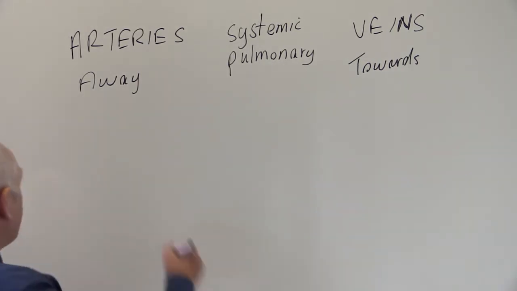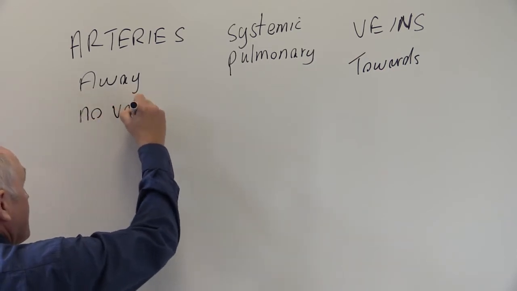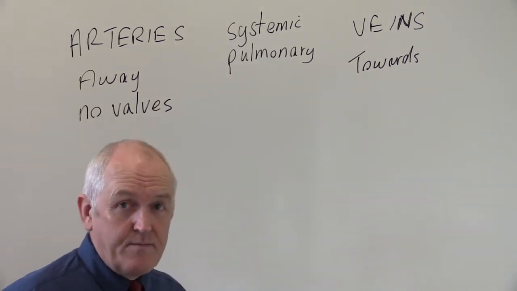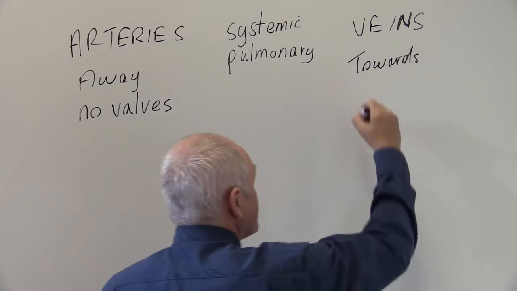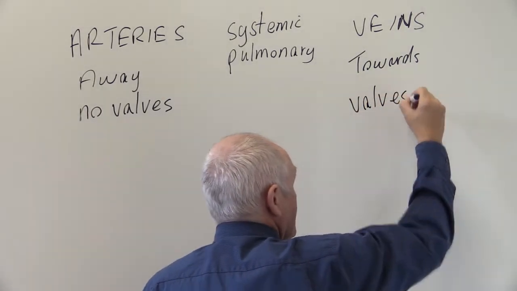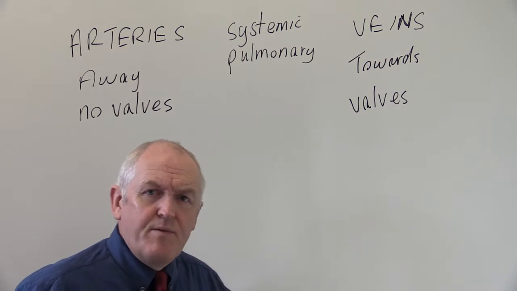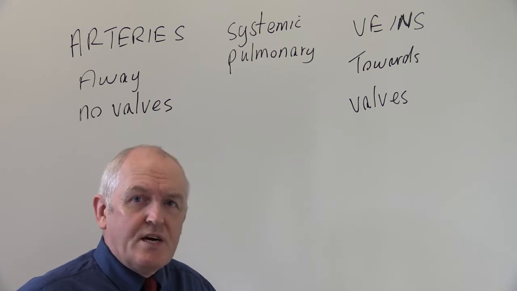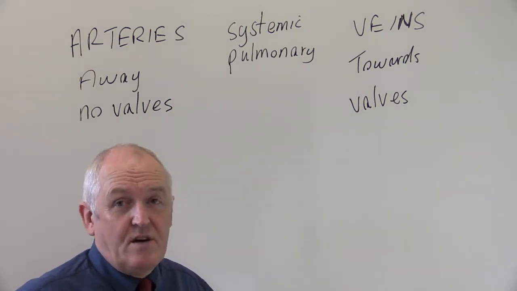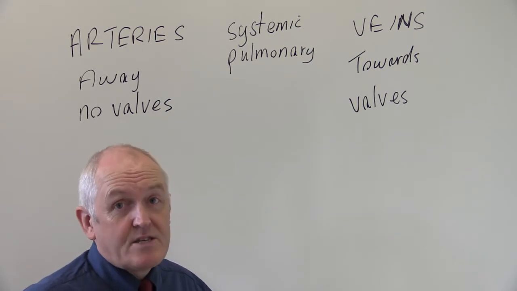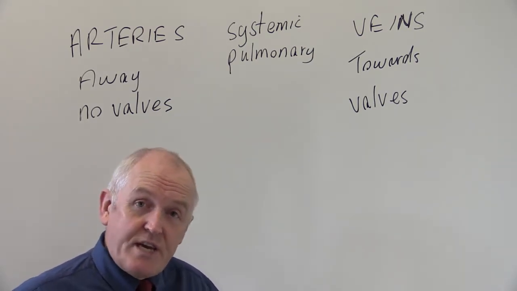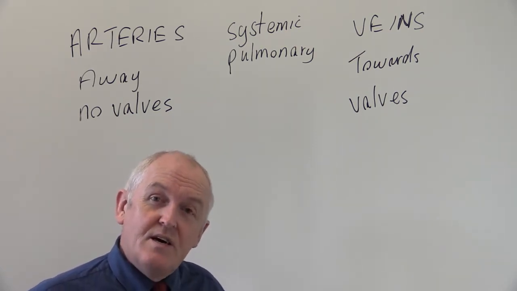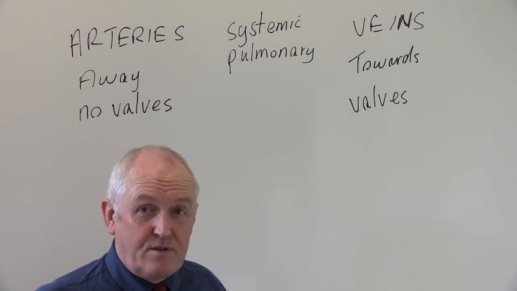Now, arteries do not have valves. They do not have valves to ensure one-way flow. But veins do have valves. Now, the reason for this is that the blood goes through the tube of the artery under the influence of the blood pressure generated by the contraction of the heart. In the case of the systemic circulation, under the pressure generated by the left ventricle. In the case of the pulmonary circulation, under the pressure generated by the right ventricle.